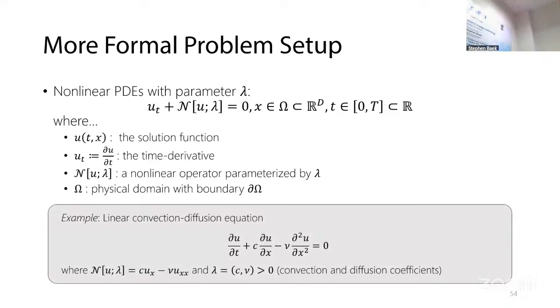Here's a very simple example of a physics problem that will follow this form. The linear convection-diffusion equation describes two things. First, diffusion, where quantities like temperature start from one concentrated location and then start to diffuse, and the heat is delivered to the surroundings.